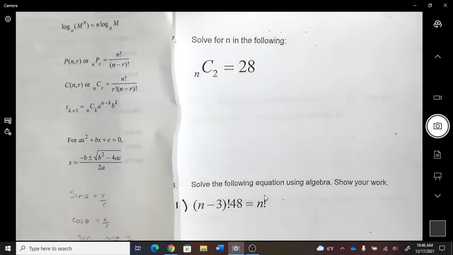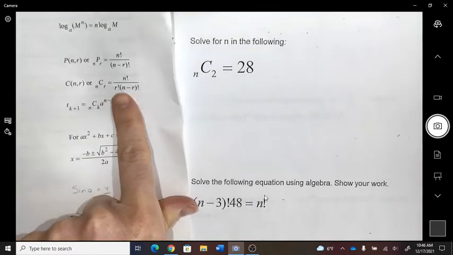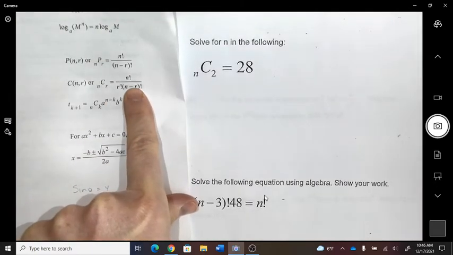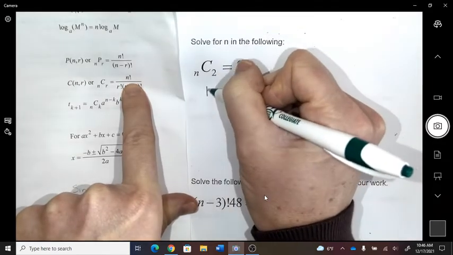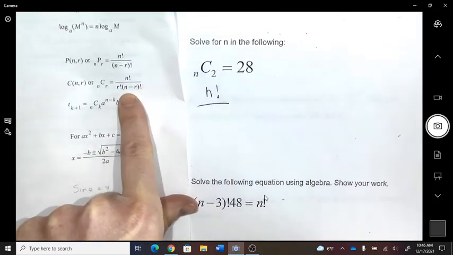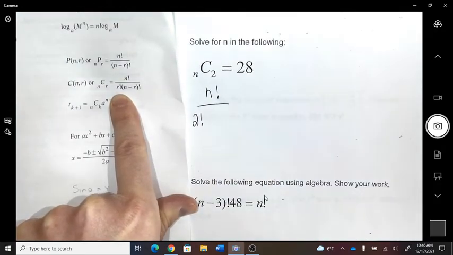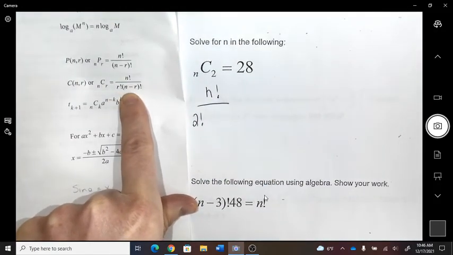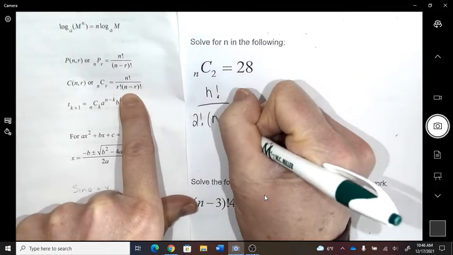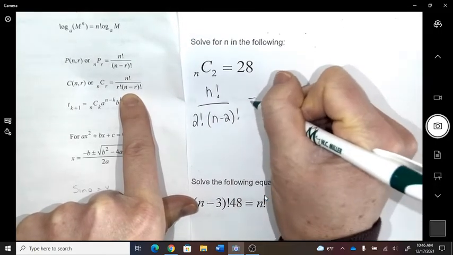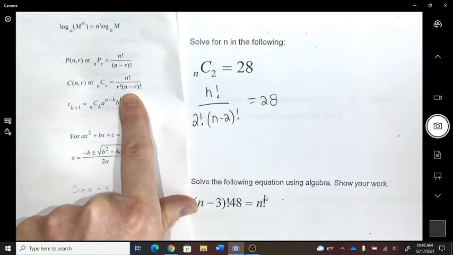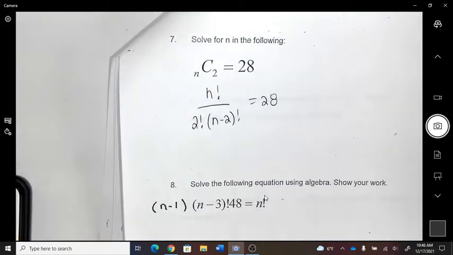Okay, so I'll have these formulas on your test. So this is that formula. So n factorial, r factorial is the 2 factorial. And then n minus r would be n minus 2 factorial. Okay, so that was me just looking at a formula.